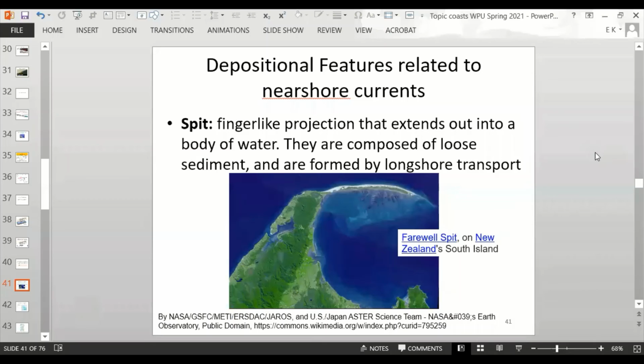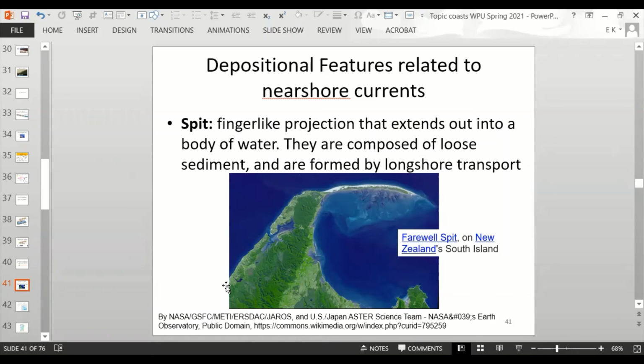So then we have depositional features related to nearshore currents, specifically that longshore transport. So we have features called spits. These are finger-like projections that extend out into a body of water. They are composed of loose sediment and are formed by longshore transport.